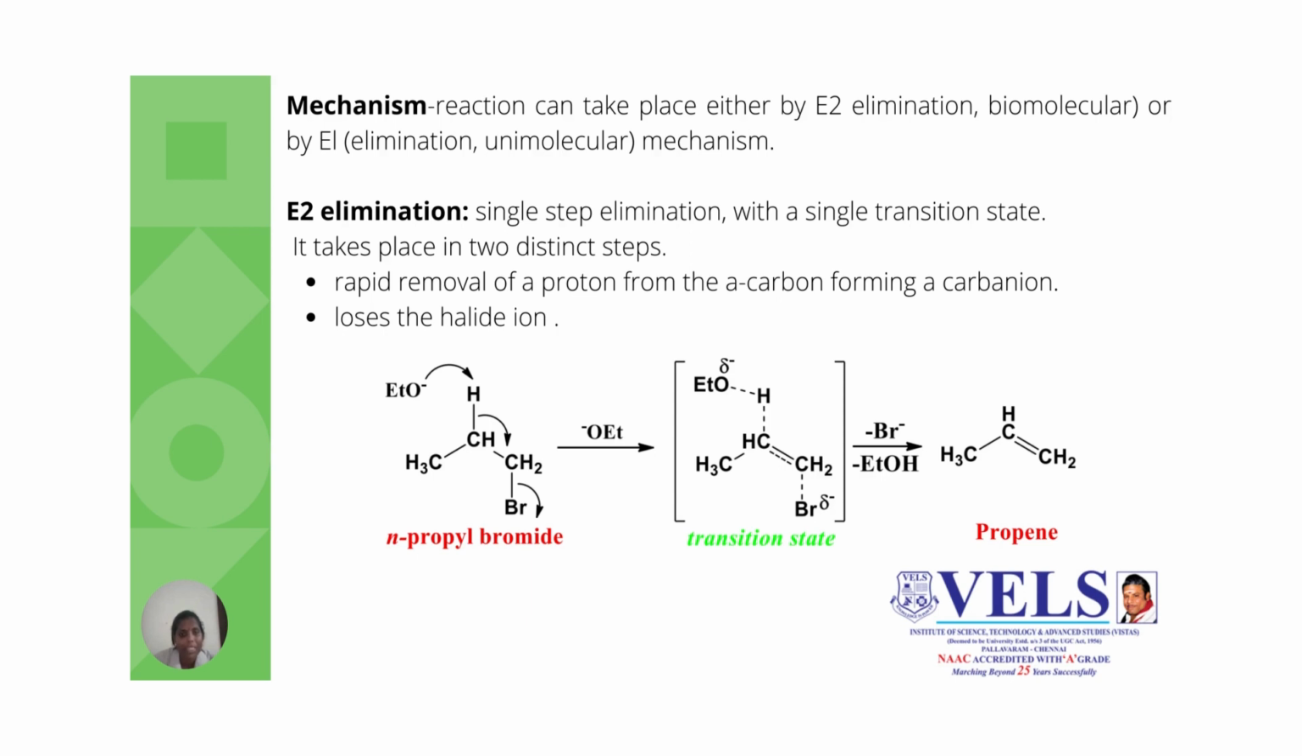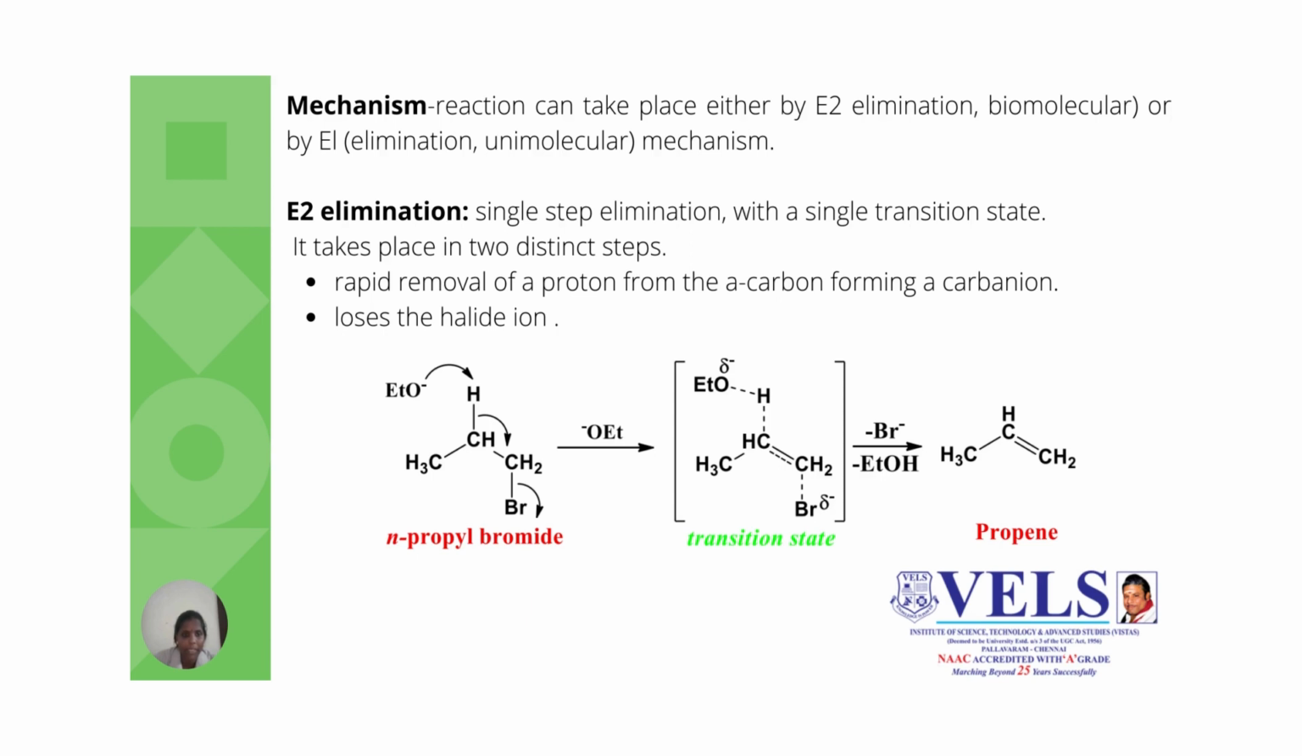The first one is E2 elimination, that is the bimolecular mechanism. It is a single-step elimination process with a single transition state. Normally it takes place in two distinct steps. The first step is the rapid removal of the proton from the carbon, leading to the formation of a carbanion. Following this, there is a loss of the halide ion.